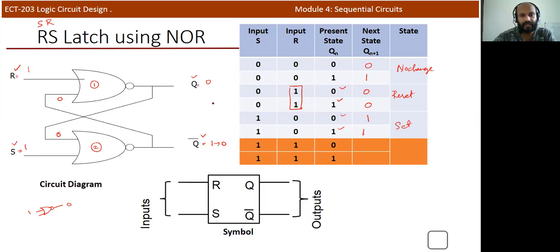So that is not a valid case. Q and Q bar should be complements, but in this particular case you are getting Q equal to 0 and Q bar equal to 0. So that's not a valid case. That's why in the RS latch or SR latch, we are not considering the last two statements. That is an invalid state. So we are not considering these two cases.